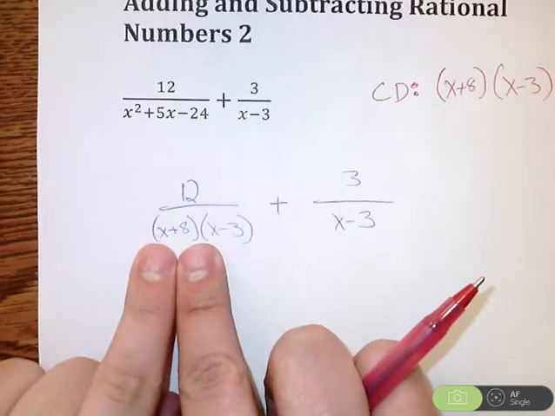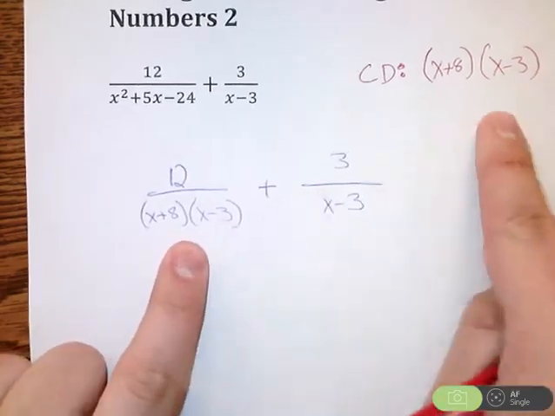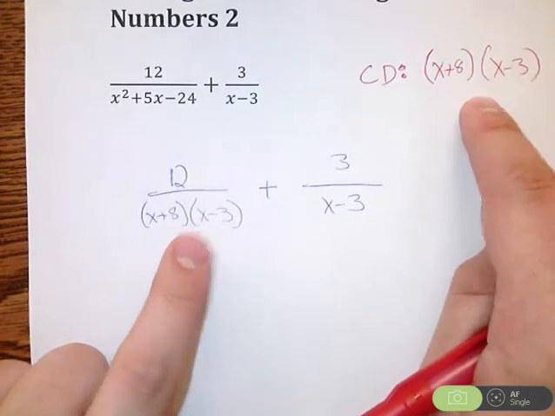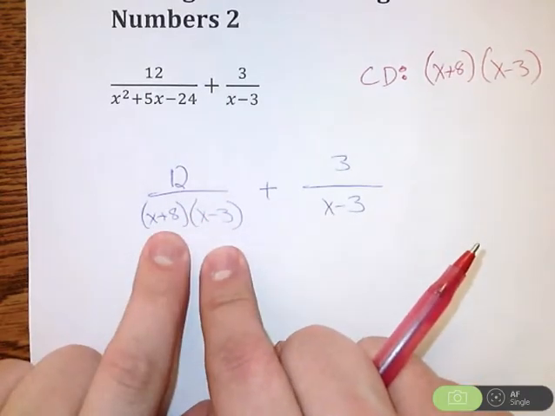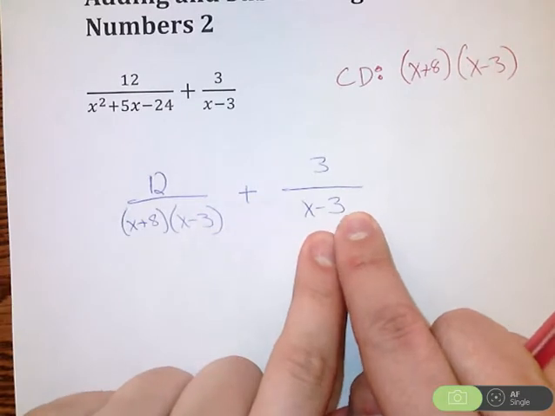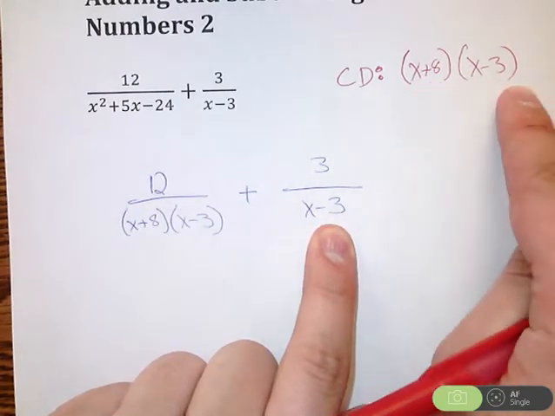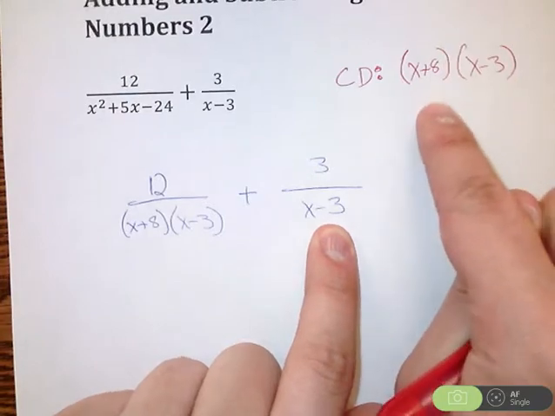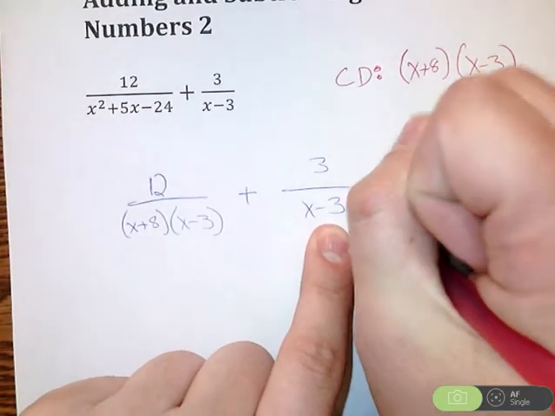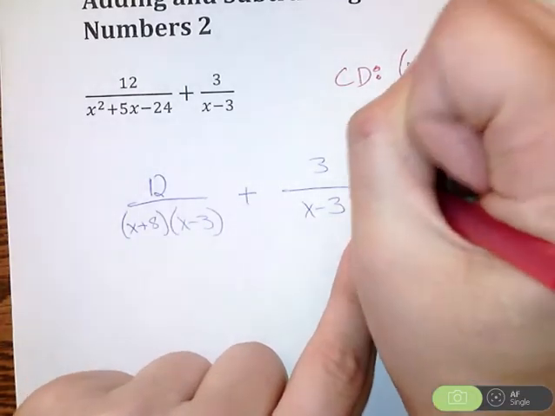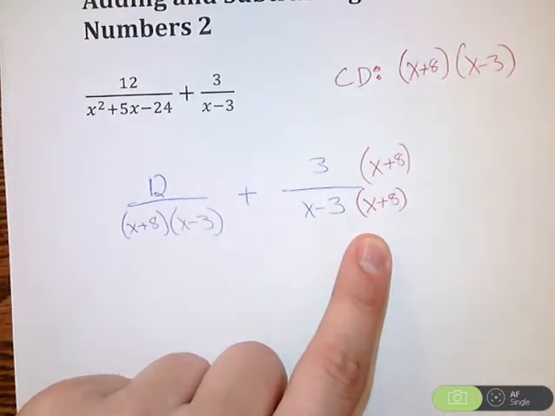So looking at my first fraction, my denominator is the common denominator. I have x plus 8 and x minus 3. So since these are the same, we're good to go on this fraction. Over here, I have an x minus 3. So I'd like that denominator to look like x plus 8, x minus 3. So I'm missing this x plus 8. So what I'm going to do is multiply it on bottom. But if I multiply it on the bottom, I also need to multiply it on top.